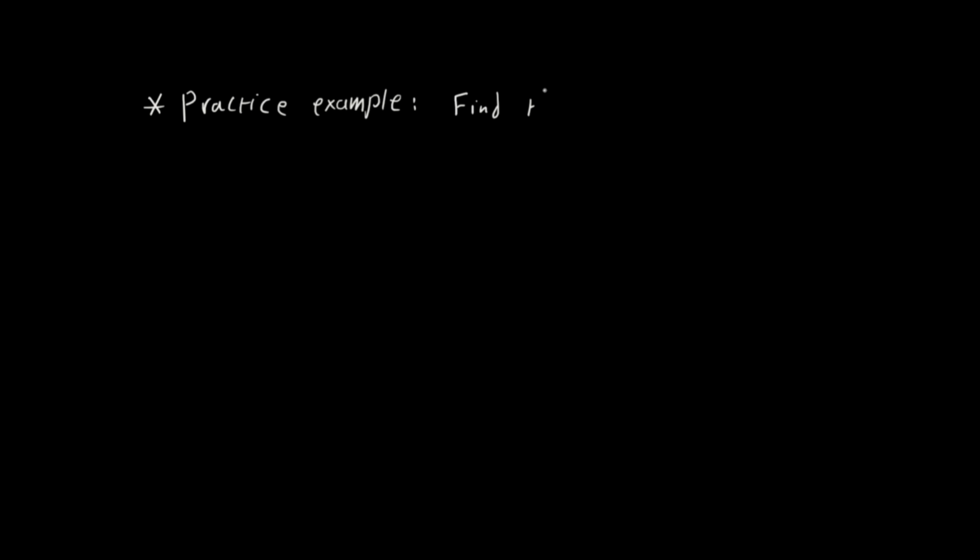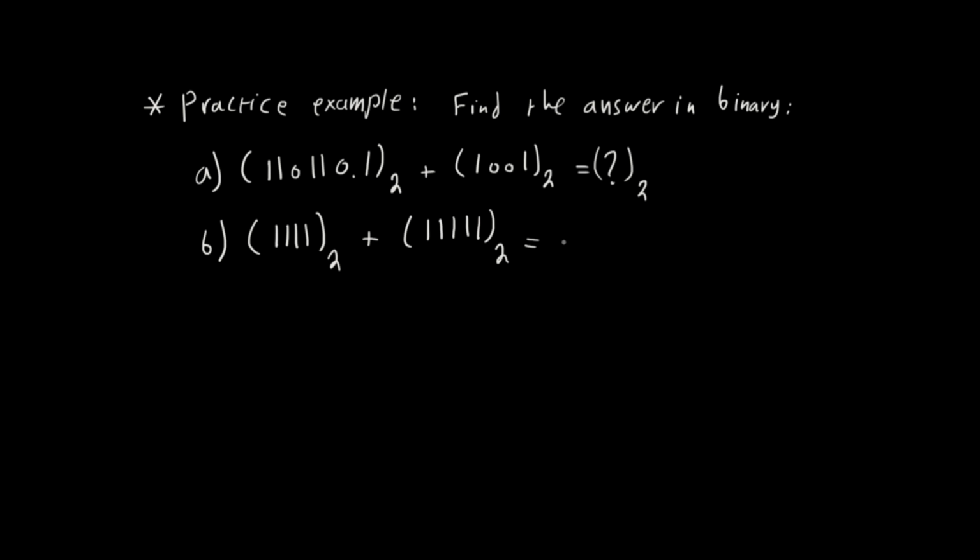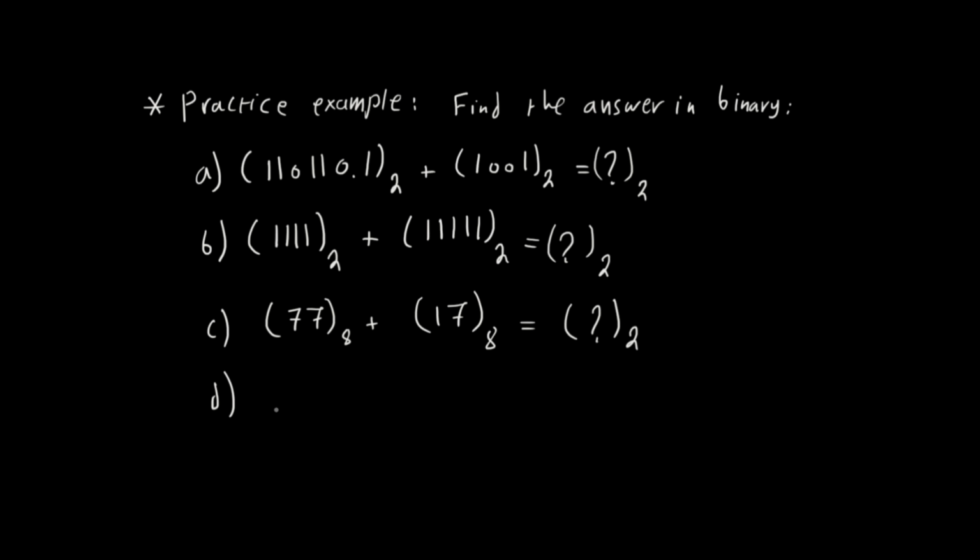Our exercise says, find the answer in binary. A, 110.1 in binary plus 1001 in binary. B, 1111 in binary plus 11111 in binary. C, 77 in octal plus 17 in octal, and the answer is needed in binary. D, 100 binary plus 5 in decimal, and the answer must be in binary.